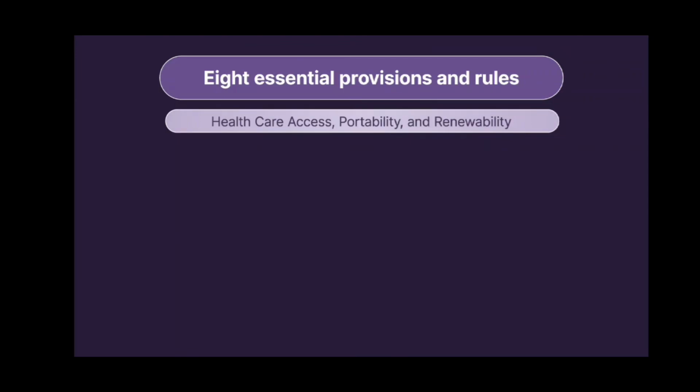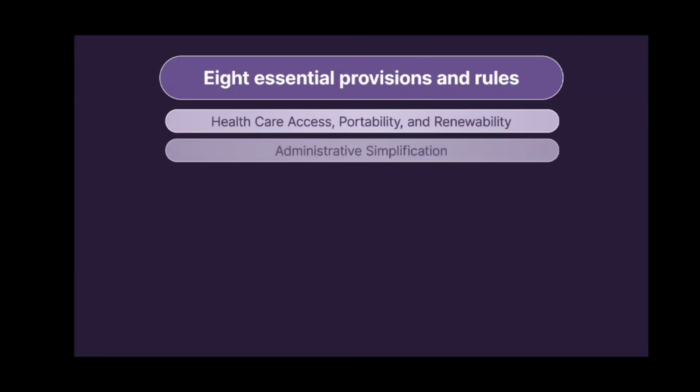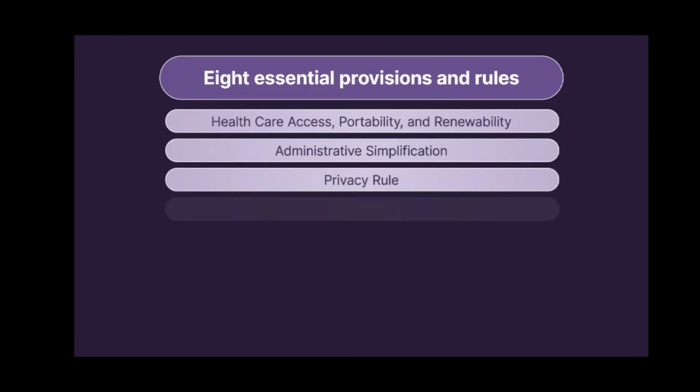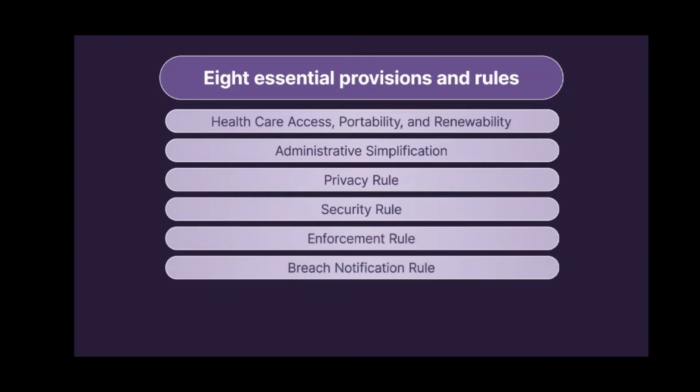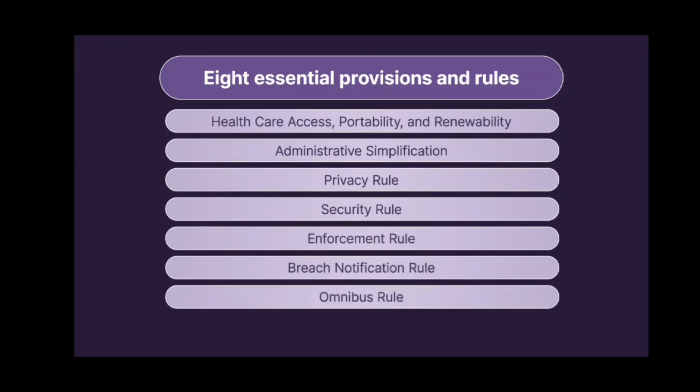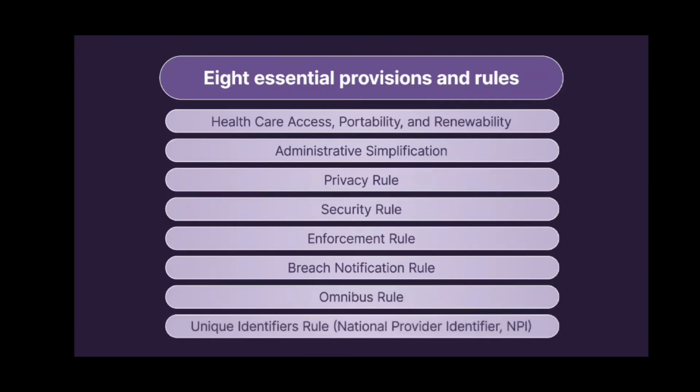There are 8 essential provisions and rules under HIPAA: healthcare access, portability, and renewability; administrative simplification, which includes provisions for preventing healthcare fraud and abuse and medical liability reform; privacy rule; security rule; enforcement rule; breach notification rule; omnibus rule; unique identifiers rule, or national provider identifier, or NPI. We will discuss each one of these rules individually.